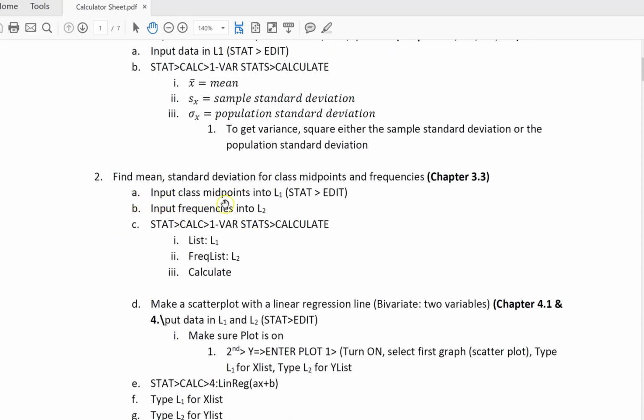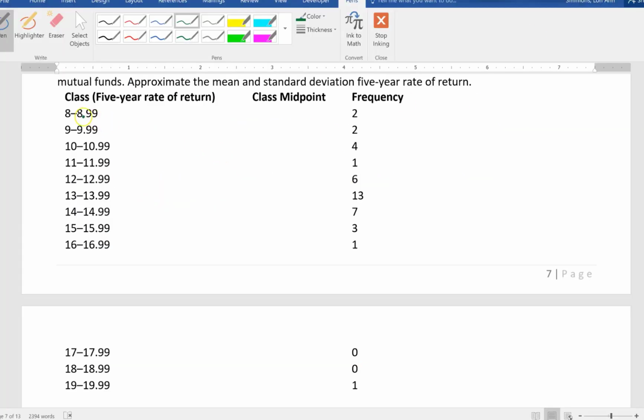So what we're going to do is this on our calculator. So 2A, input class midpoints into list 1. We do not have the midpoints, so we need to calculate them. Again, to calculate the midpoints, you're going to add the 2 lower class limits and divide by 2. So 8 plus 9 divided by 2 is 8.5. So that's this midpoint, because 8.5 is between these 2 numbers. Then 9 plus 10 divided by 2, 9.5. And then you can see a pattern that it is increasing by 1, so 10.5, 11.5, and so on.